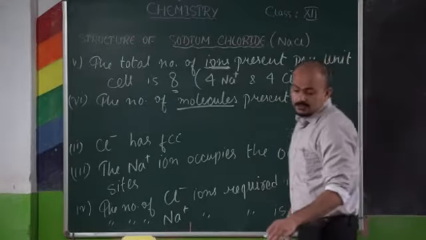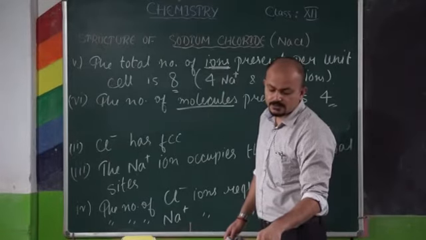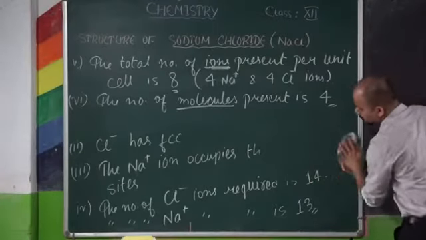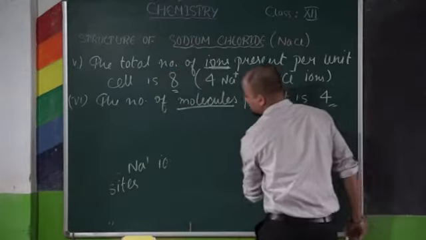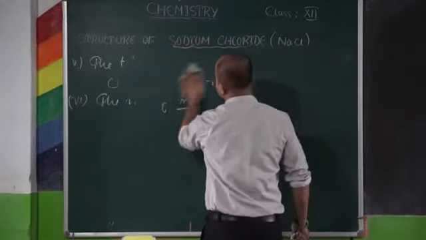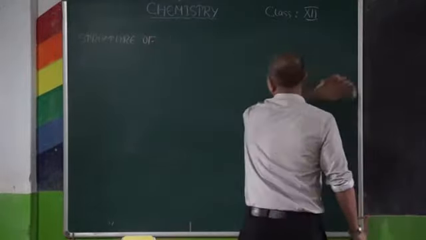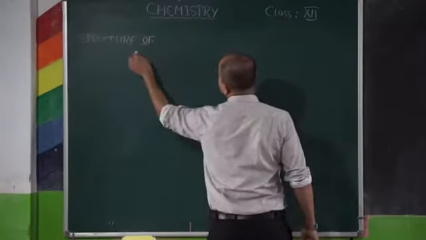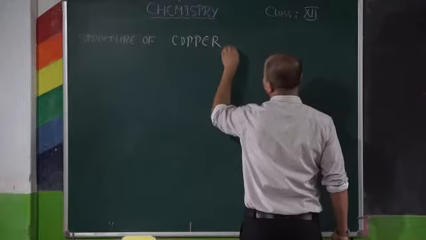Now let's discuss metallic solids. Within metallic solids, we will be discussing the crystal structure of copper metal. Sodium chloride was an ionic solid. Now we are moving to metallic solid, and in that we are going to discuss the structure of copper metal.